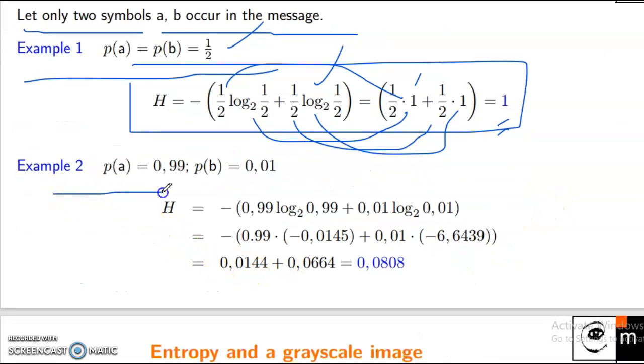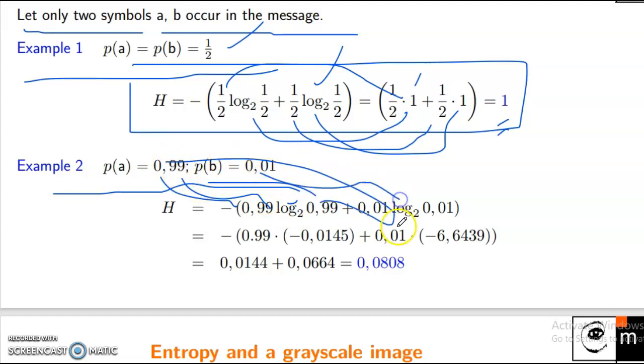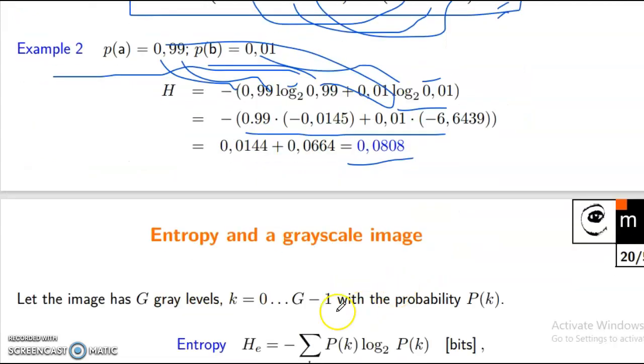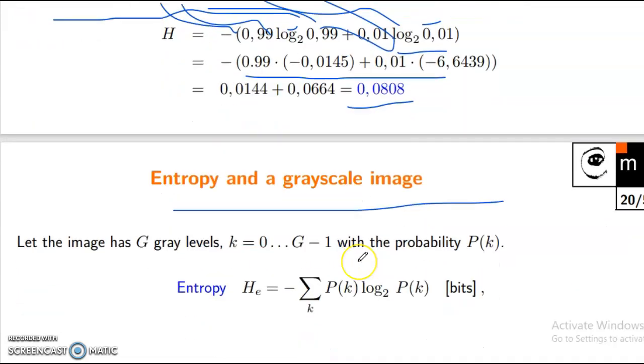Example: P of A is 0.9, P of B is 0.1. Another: P of A is 0.99, P of B is 0.01. H equal to minus of this, apply here log 2 of 0.01, then it reduces after that. Okay, H is 0.08.